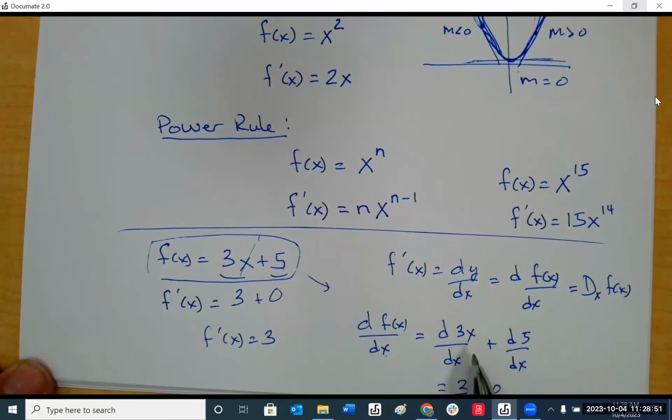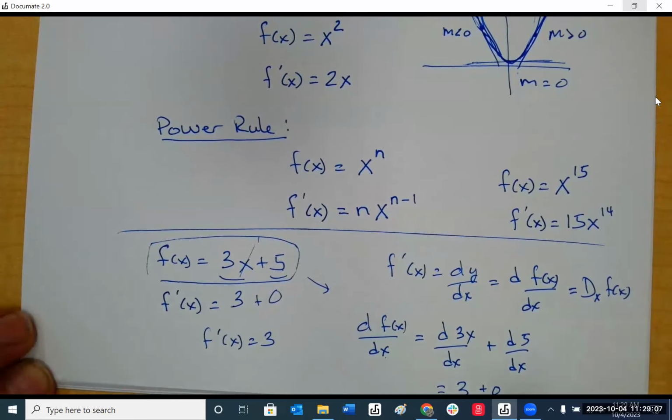Now, why is the derivative of 3x 3? Because 3 is a constant. We could take it outside the operation and then take the derivative of x, which is 1. So 3 times 1 is whatever the coefficient is.